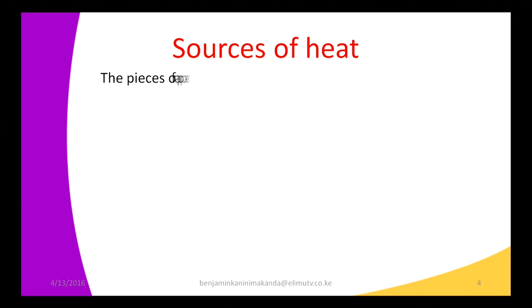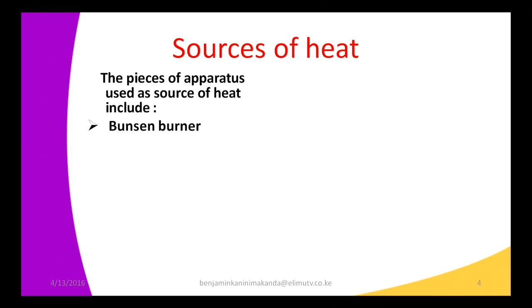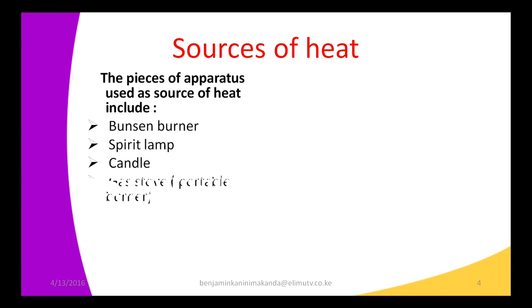Now, let's look at sources of heat. What are some of the sources of heat in a laboratory, given that it is a special room where practicals are being done from? These are some of the sources of heat. The pieces of apparatus used as a source of heat include: 1, we have a Bunsen burner. We also have spirit lamp being used in the lab.